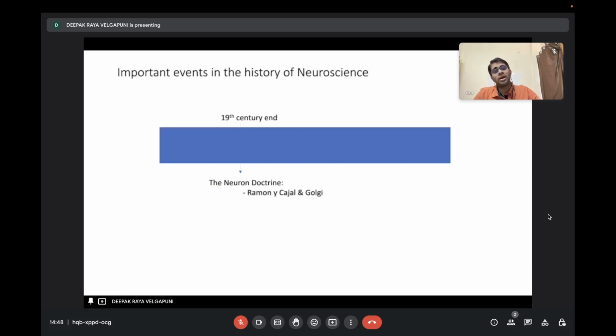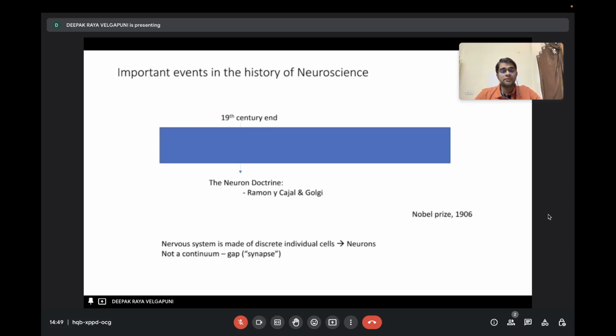So, some of the important events in the history of neuroscience. In the 19th century, Ramon y Cajal and Golgi came up with the neuron doctrine. When they stained the neurons of a brain tissue, they found that the nervous system is made up of individual cells called neurons, and it's not a continuum. Each neuron is connected via a gap called a synapse. It's a very tiny gap, on the order of nanometers. And this work won a Nobel Prize in 1906.